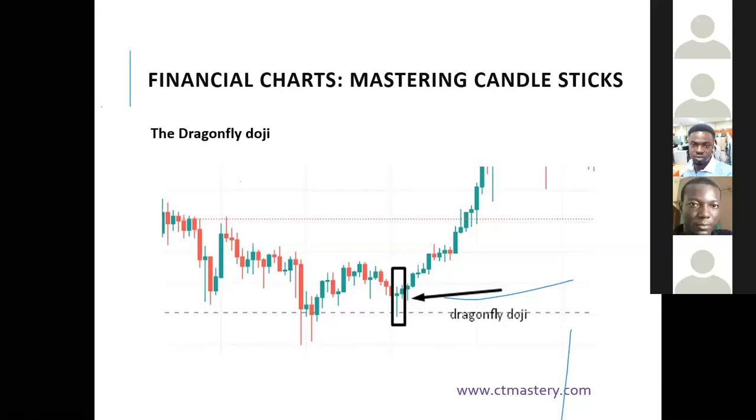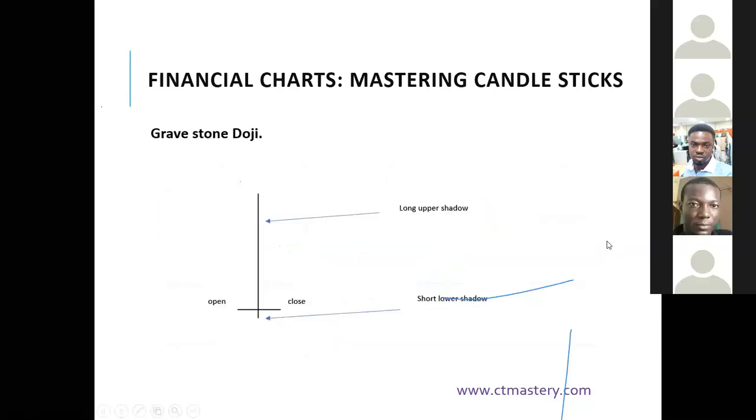The next one is the gravestone doji. The gravestone doji is the opposite of the dragonfly. It has a longer upper shadow, a small bottom nose, and the opening and the closing price are about the same. So we also call it the bearish doji. We call the other one the bullish doji because it leads to an uptrend if it occurs at the bottom. We call this one a bearish doji because it leads to a downtrend if it occurs at the top.